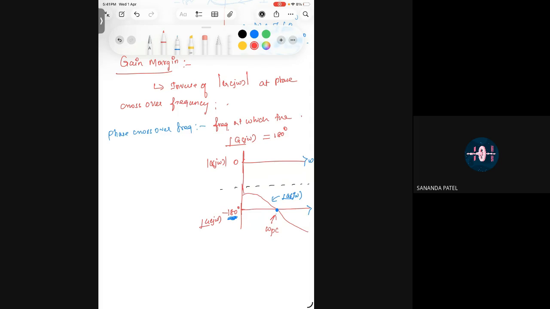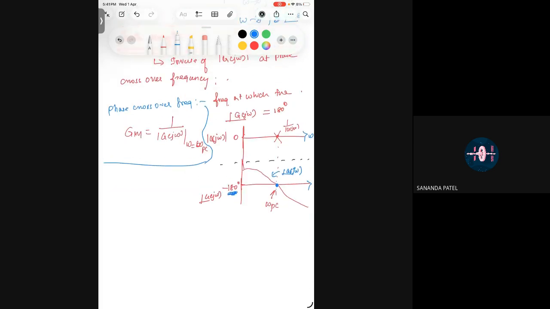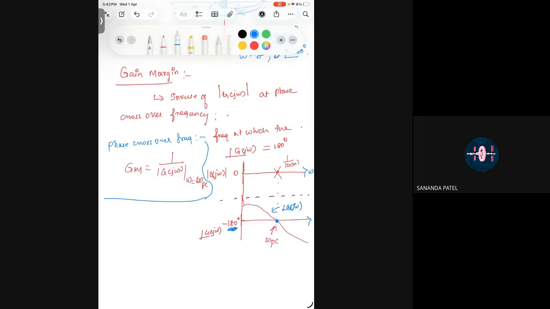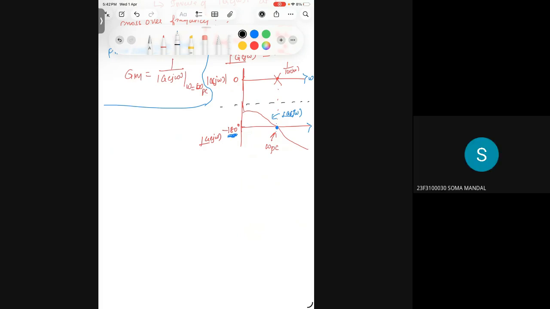Your gain margin is, at the same frequency, inverse of your magnitude will be your gain margin. So your gain margin is equal to 1 by G(j omega) at omega equal to phase crossover frequency. I hope this is clear. If it is confusing, please ask me. Let us clear this out here itself. Your gain margin is equal to inverse of your magnitude at omega, where omega is the phase crossover frequency. So, ma'am, first we have to find phase crossover frequency. Then we have to find the gain margin. Yes, correct.